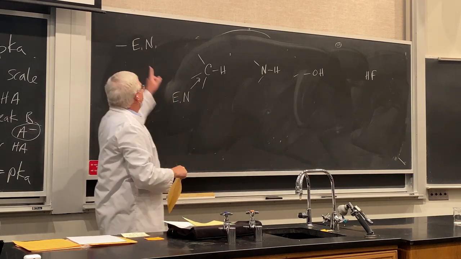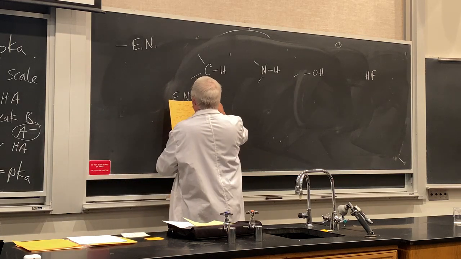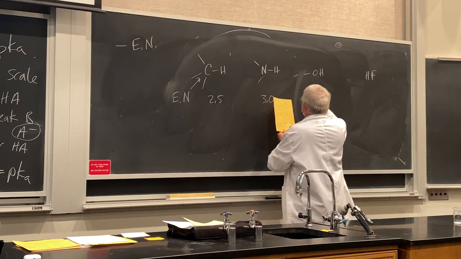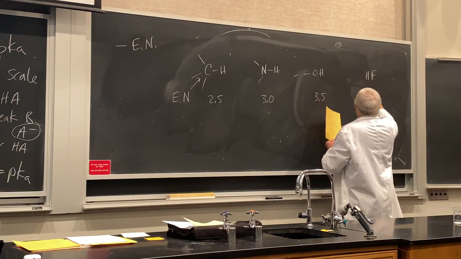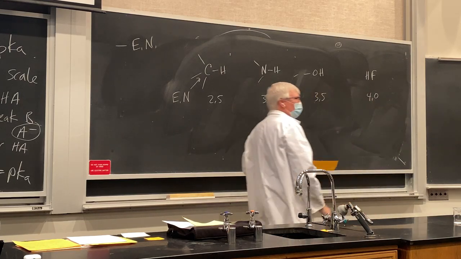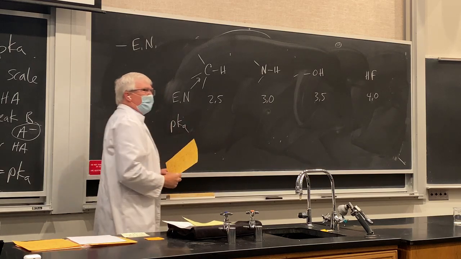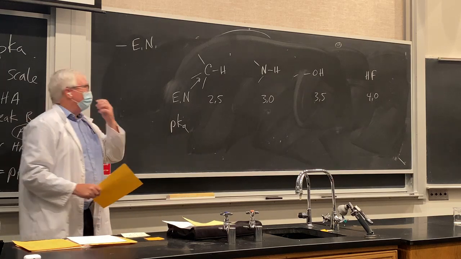Okay. So we'll list these factors. First one, electronegativity. What do we have for carbon? 2.5, 3.0 for nitrogen, 3.5 for oxygen, and 4.0 for fluorine right across there, okay? And let's look at the pKa's. This is minus any other factors, so this is a localized factor here.